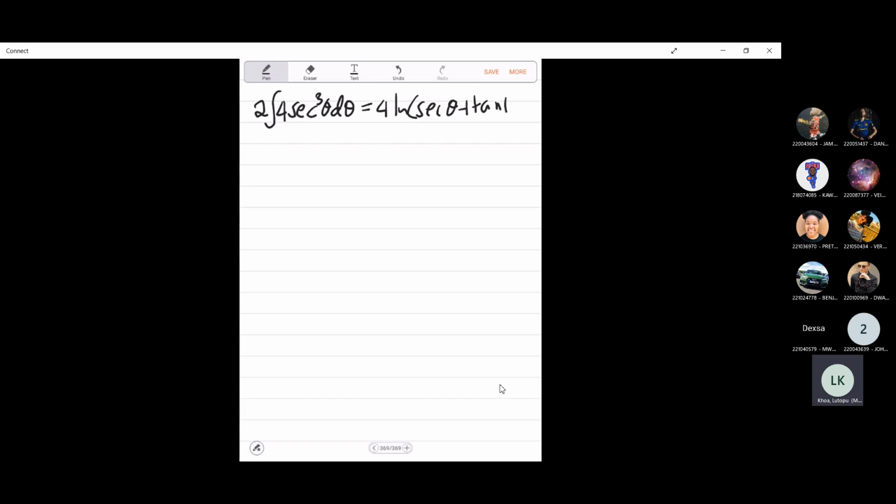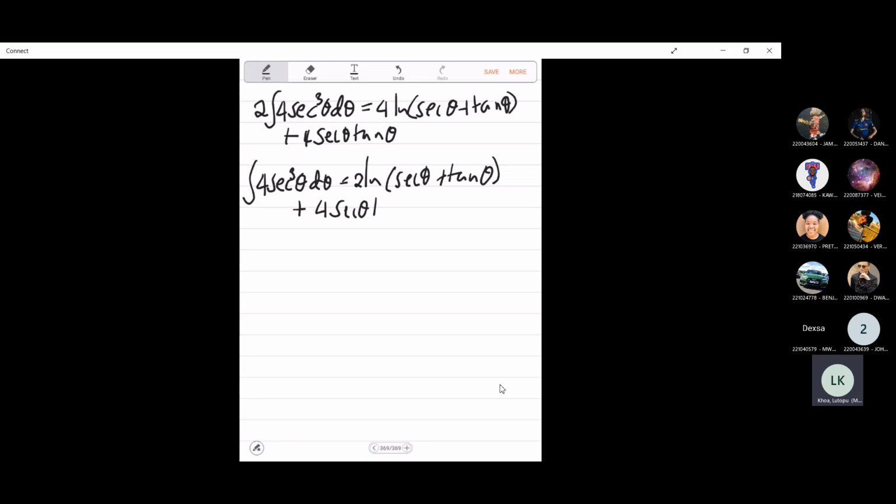Sec theta plus tan theta, and then 4 sec theta tan theta. Then we divide by 2, the integral of 4 sec cubed theta d theta. This is 2 ln of sec theta plus tan theta plus 4 sec theta tan theta plus our constant of integration.